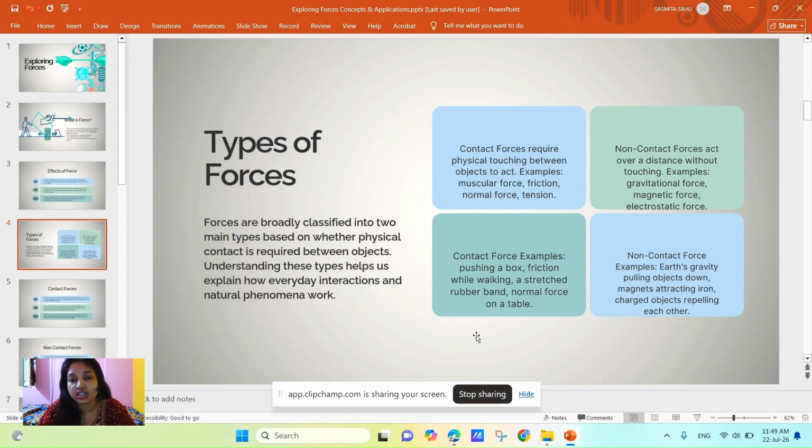The examples of contact force are pushing a box, friction while walking, a stretched rubber band, normal force on a table. The example of non-contact force, that is earth gravity pulling objects down, magnets attracting iron, charged objects repelling each other.